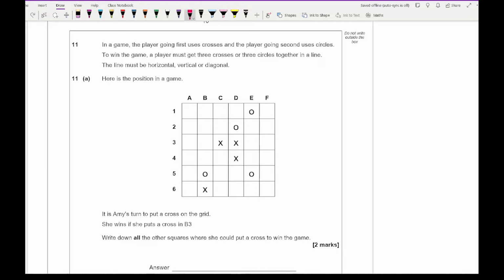So let's have a look at what she's done. She's put a cross in B3, so that's going to be there. So we're looking for drawing crosses of where all the other squares in which she could place to win. So she could put it there, she could put it there, she could put it there, and I believe she could put it there to win. So all those pink coordinates. So it's going to be B2, it's going to be E3, it's going to be C5, and it's going to be D5 are the options you could have.